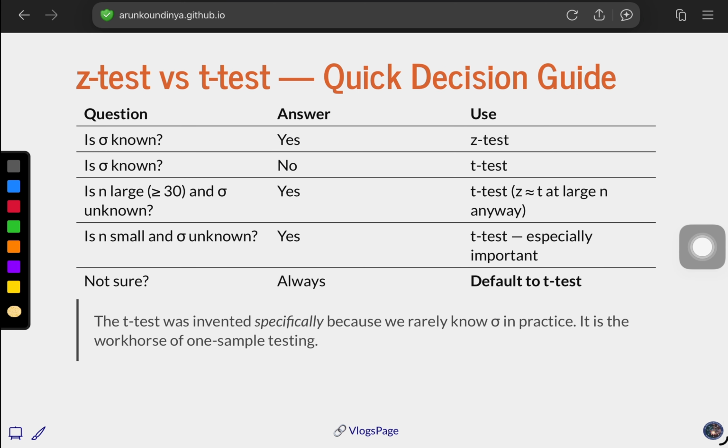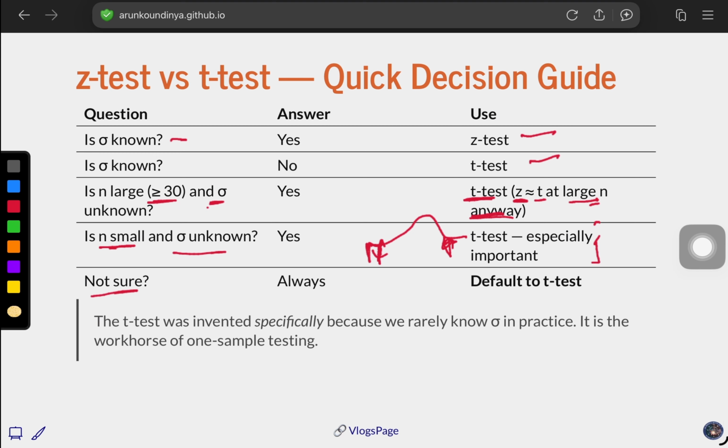So this is just a quick guide for you. When sigma is known, then z-test. When sigma is unknown, t-test. Whenever the sample is larger and sigma is unknown, t-test, because z becomes t whenever there are larger samples anyway, so it's always safer to use the t-test. And when n is small and sigma is unknown, t-test, because it caters for your fatter, thicker curves, which we have seen for lesser degrees of freedom in our previous episode.